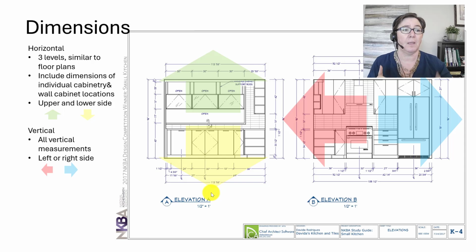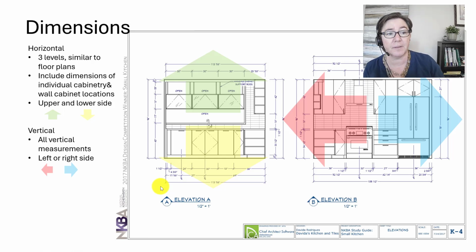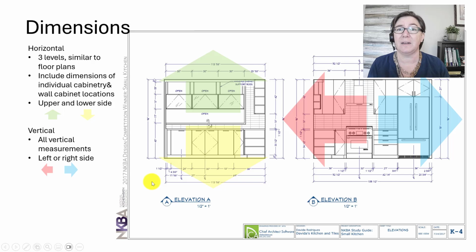All right. So the horizontal dimensions do get three levels of dimensions, very similar to the floor plans, but it's a little bit more detailed. Here is where we finally dimension individual cabinetry pieces. Notice that, right, between the individual cabinet pieces. That is not shown in the floor plan. We also include on that second line center lines to appliances and fixtures.